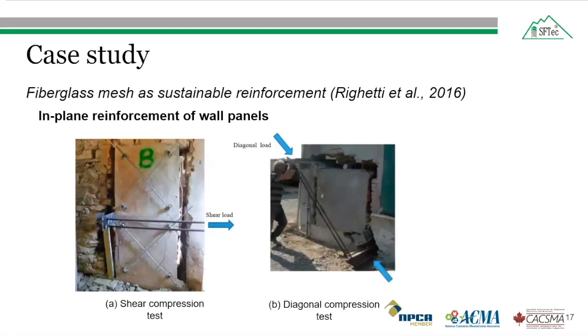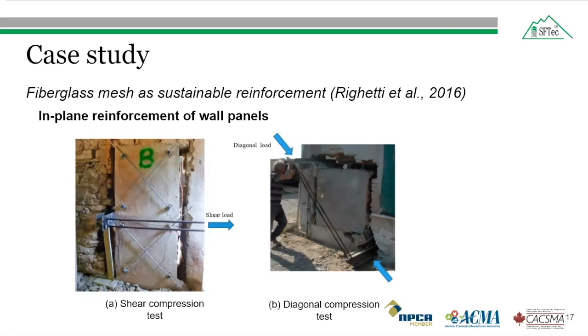So shear reinforcement is often needed to increase the lateral capacity of masonry wall panels. A series of around 17 on-site tests were conducted on wall panels from historic buildings. The wall panels were reinforced with 66 by 66 glass fiber reinforced polymer mesh, and the average 30-day compressive strength of the mortar was around 21 megapascal.